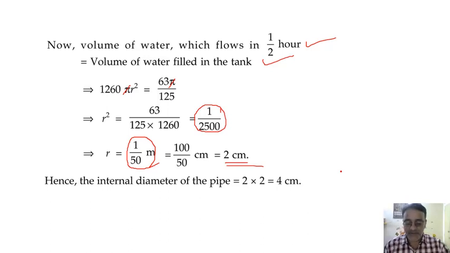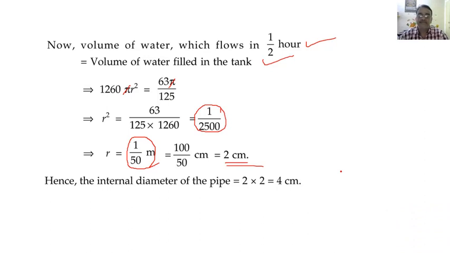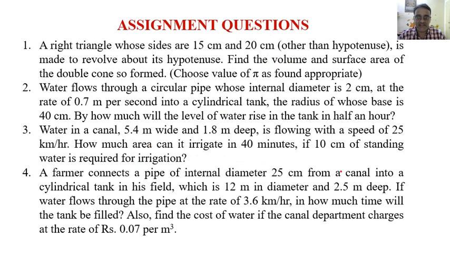Any doubt in this question? No, sir. Okay, so this is the last question. Now we'll move towards the next section, assignment questions. First question is related to double cone. Second, third, fourth questions are related to speed. Okay, so you have to complete these during this vacation.